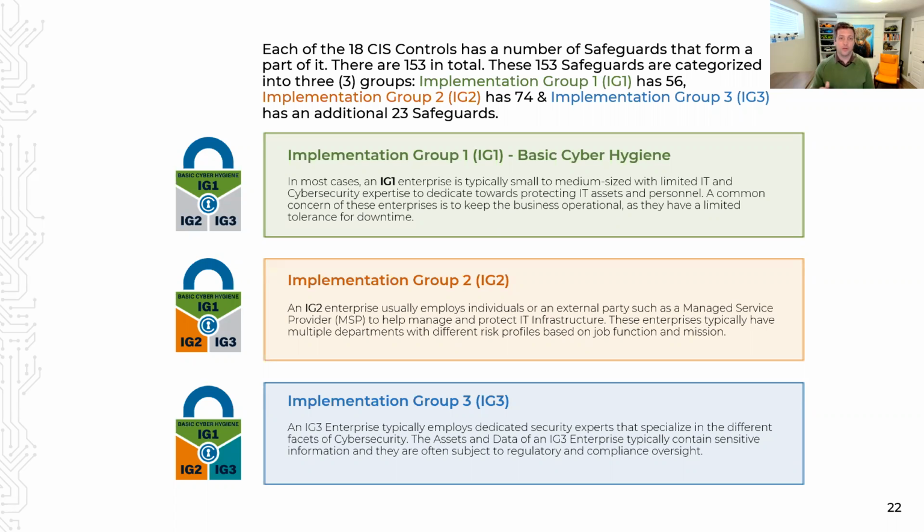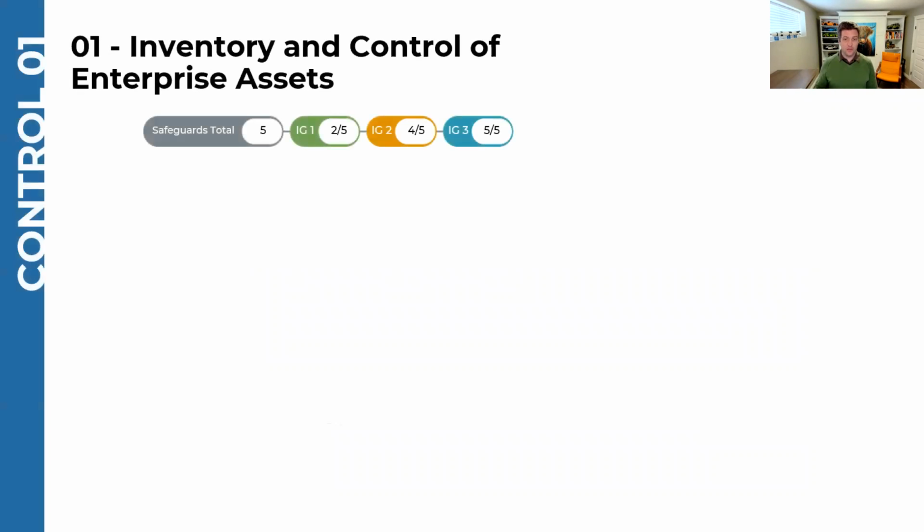So as we go through the CIS controls today, you'll see us talking about implementation groups. You'll see us talking about NIST categories as well. And we'll see how that plays out. So literally today, we're going to start talking about these 18 CIS controls. And the very first one is an inventory and control of enterprise assets.